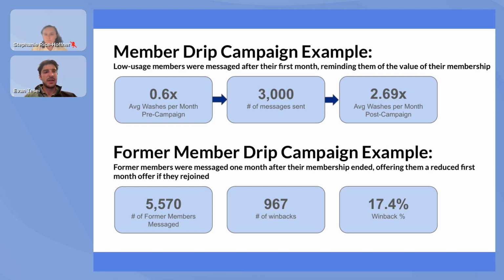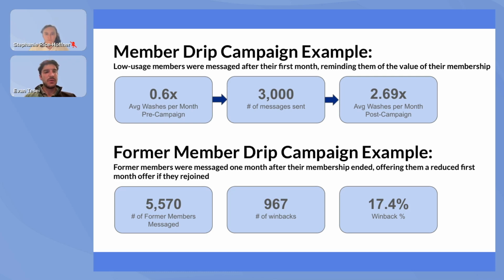To Steph's point, we really like to see early activity from our members to ensure long-term retention. So in this instance, we sent 3,000 marketing emails as sort of an early member drip campaign, reminding these folks of the value of their membership. And we, in fact, saw that average washes per month uptick to 2.69x, which has that downstream retention benefit. So just a great example of an easy early member drip campaign having a pretty profound impact on ensuring people understand that early activation of their membership.